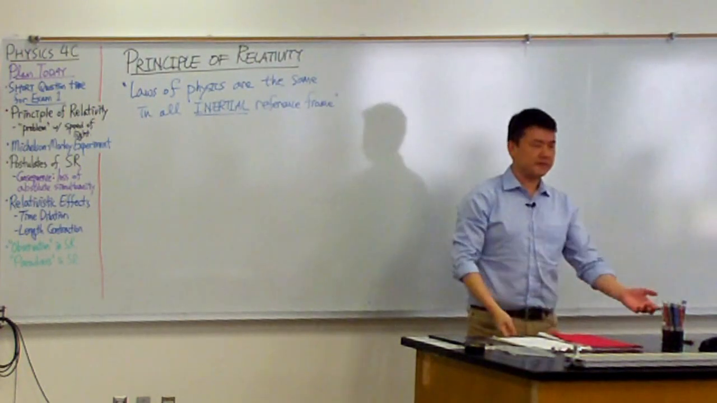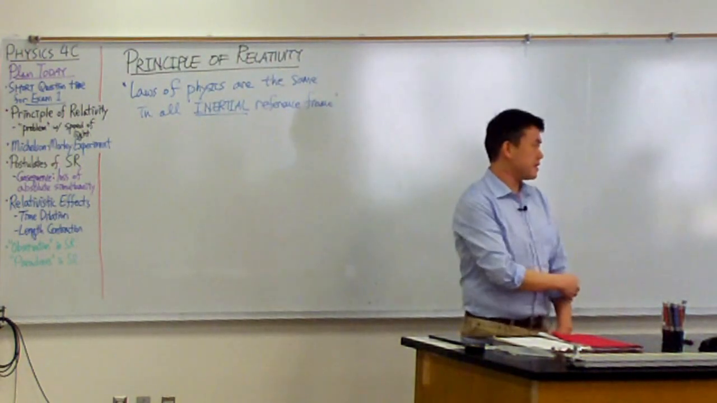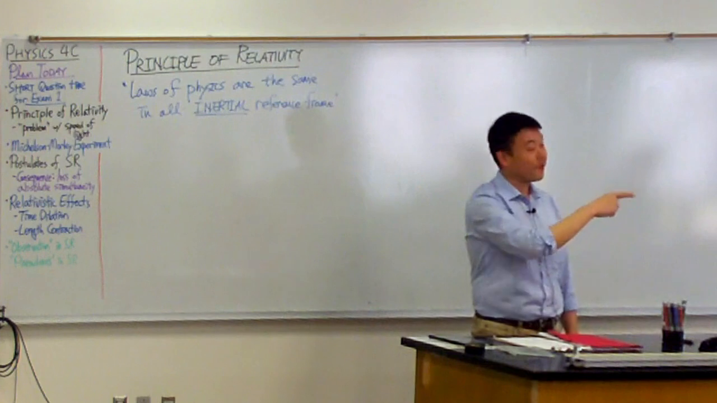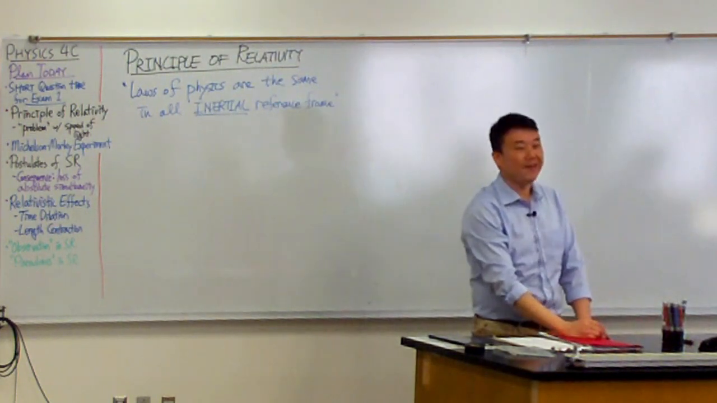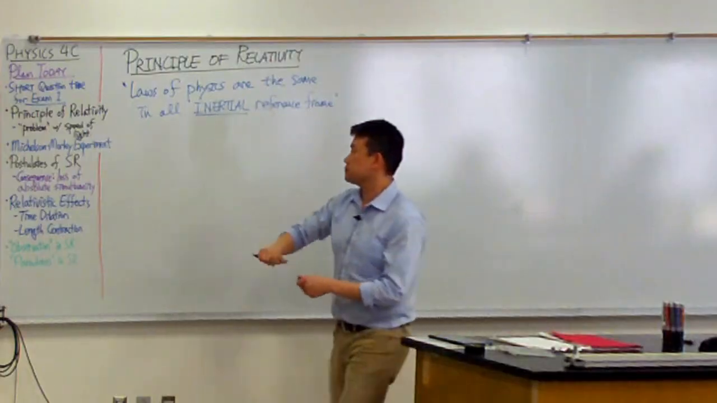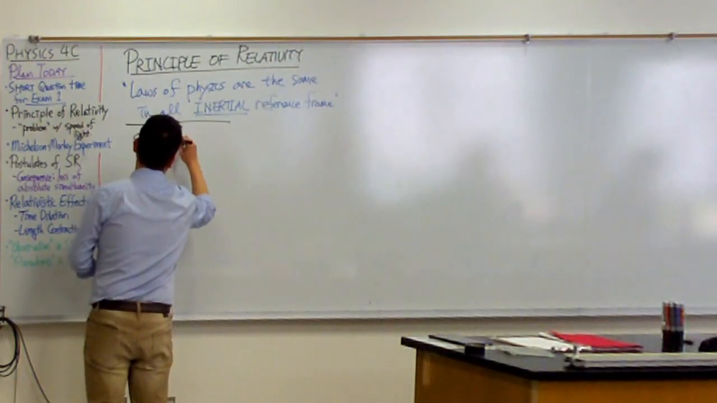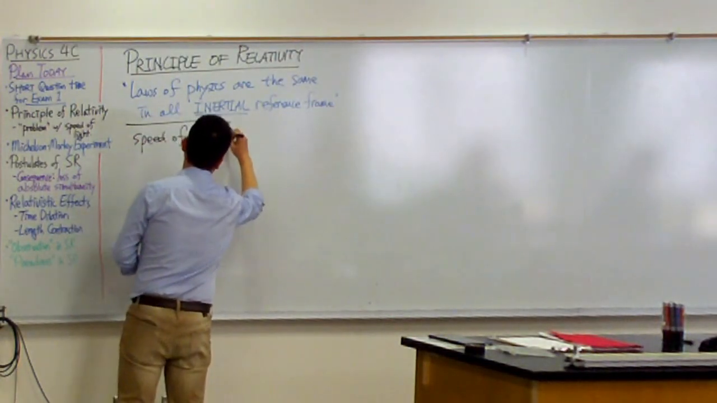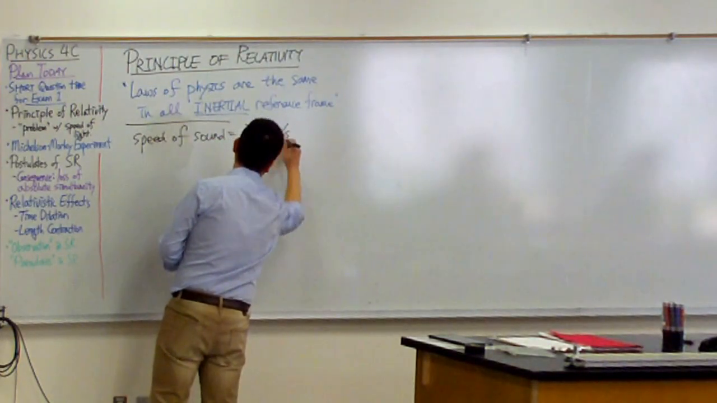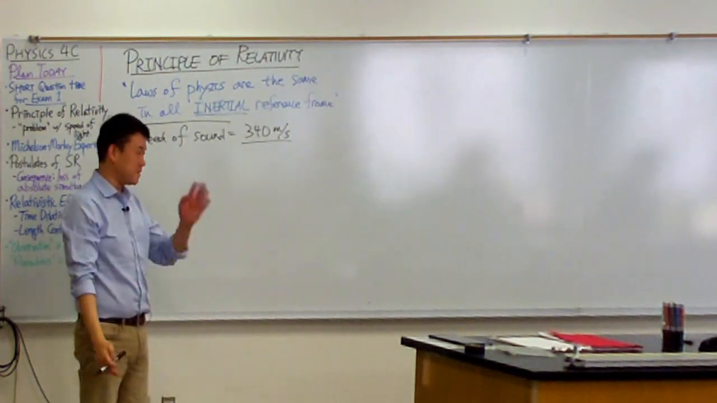Let me start out with the easy example. How fast does sound move? 331 meters per second. Yeah, let me round it down to 340 meters per second. So speed of sound, let me write it down somewhere. So speed of sound, it's about 340 meters per second at room temperature, 1 atmosphere, et cetera, et cetera, et cetera.